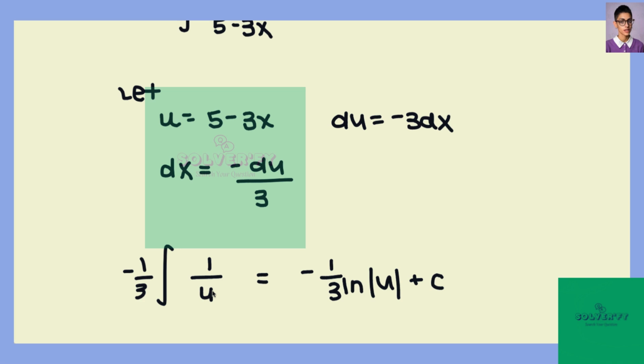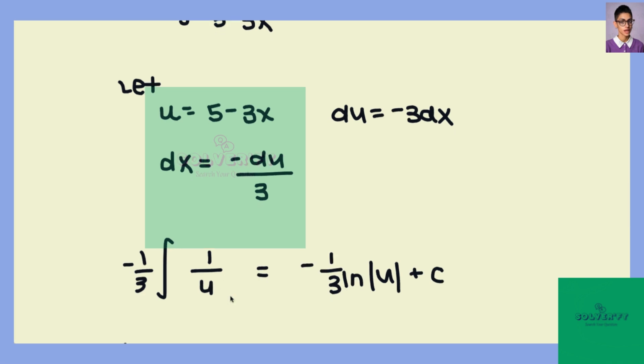And that looks like something that we can antiderive. That's a function that we know that we can solve. So we would get negative 1 over 3 times the natural log of the absolute value of u plus c. Remember, c is that constant that we have to add on to an indefinite integral.